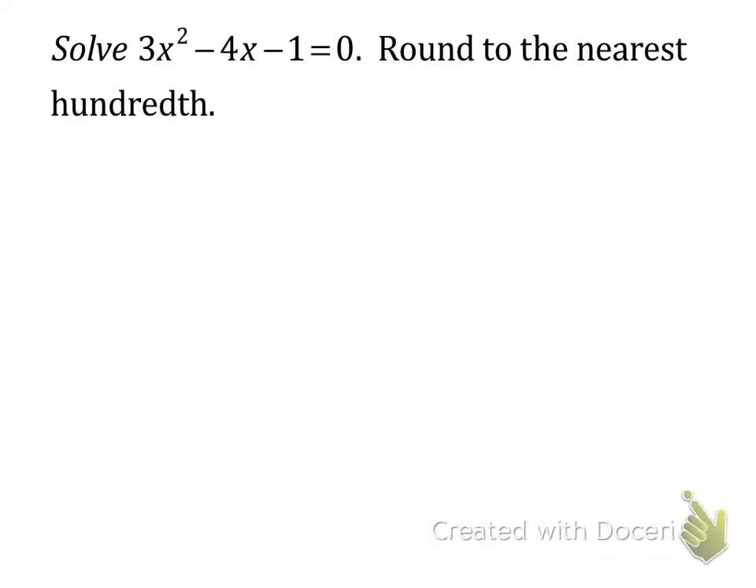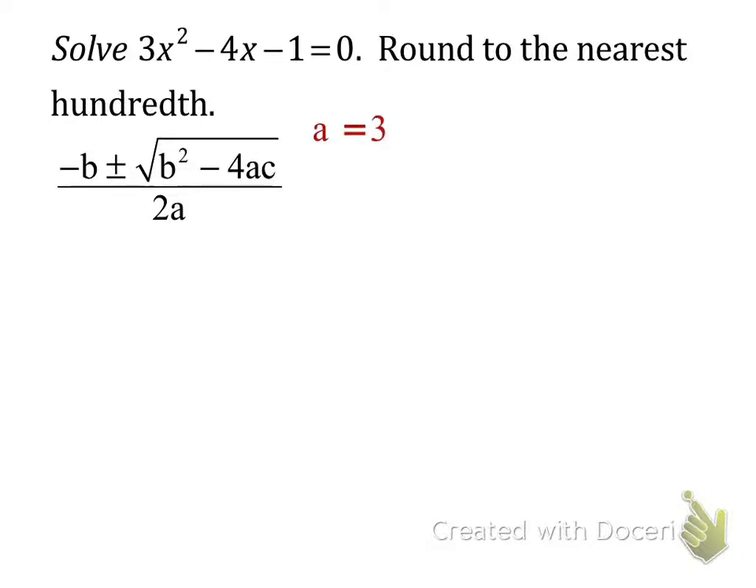Okay, so now we're going to actually solve using the quadratic formula. A lot of careless errors in math. So the first thing we have to do is write our formula and determine our a, b, and c. What is my a? 3. What is my b? Negative 4. Good. And what is my c? Excellent. So now we're going to substitute in negative 4 plus or minus the square root of negative 4 squared minus 4 times 3 times negative 1.